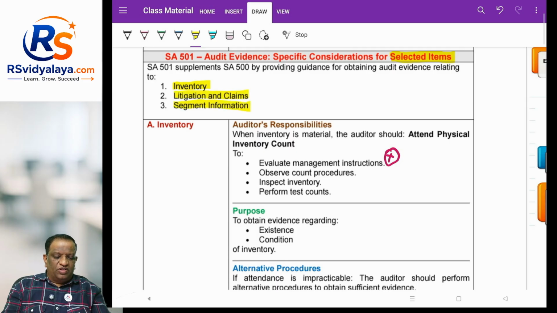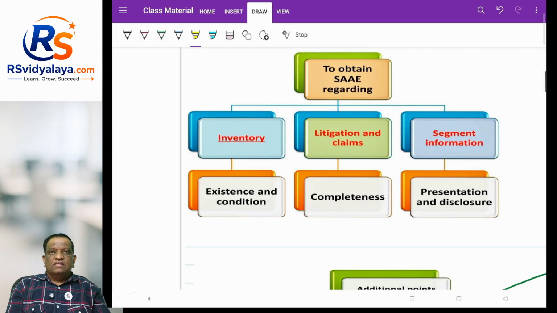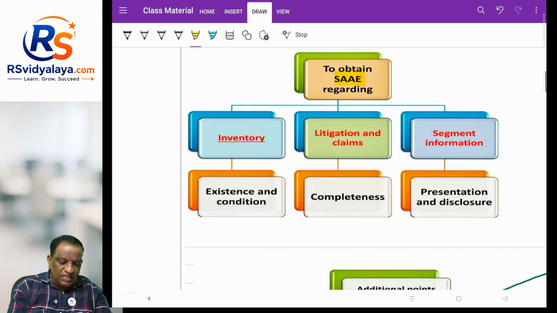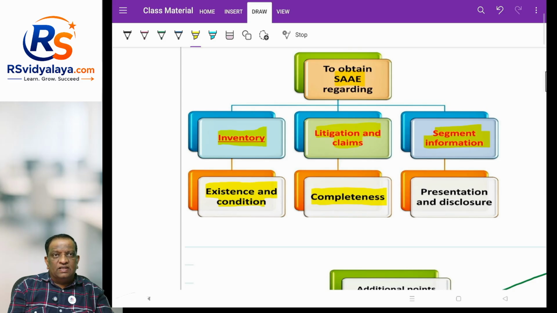Then what is the objective of the auditor with regard to these three? Let us look at the summary of it. The entire objective of SA 501 is to gather SAAE, that is sufficient appropriate audit evidence, regarding inventory, litigation and claims, and segment information. But what is the objective with regard to inventory? To ensure its existence and condition. And with regard to litigation, whether the entity had disclosed all the litigation, that is the completeness of it, all would mean completeness, and segment information, which is required as per the specific accounting standards.